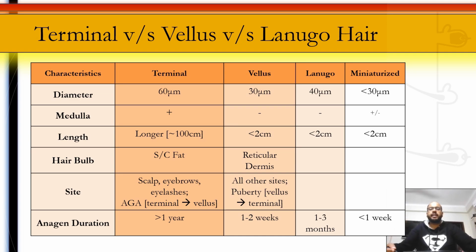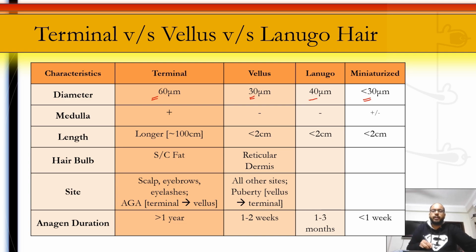Now, this table highlights the difference between terminal, vellus, and lanugo hair, along with another column for miniaturized. So terminal has a diameter of about 60 micrometer. Vellus has 30, half of it. Lanugo is somewhere in between, 40. In miniaturized, the diameter is less than 30 micrometer, so even thinner than vellus hair.